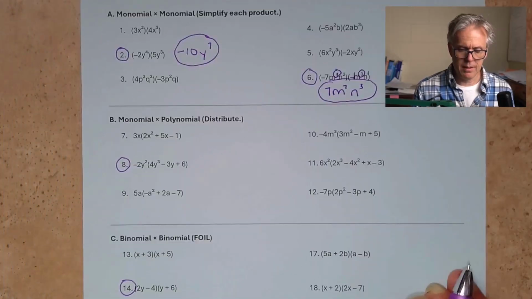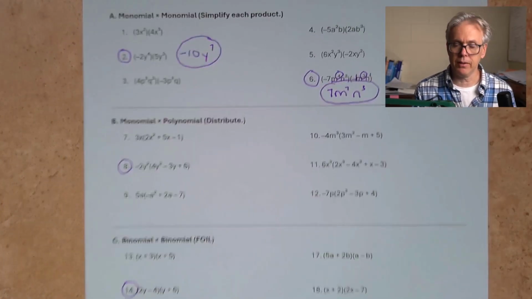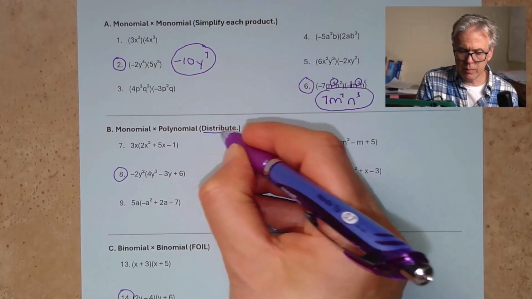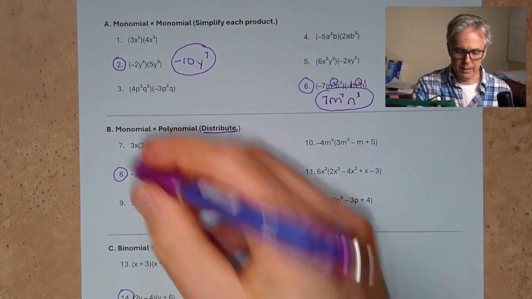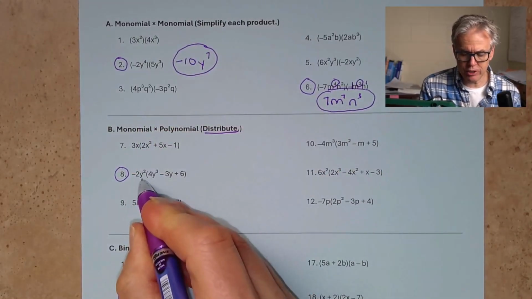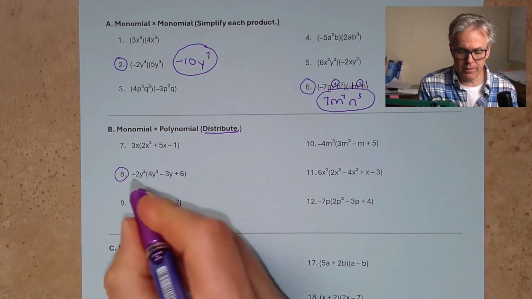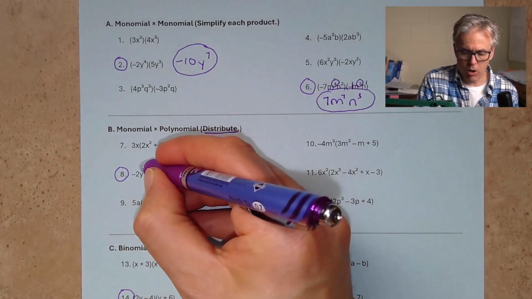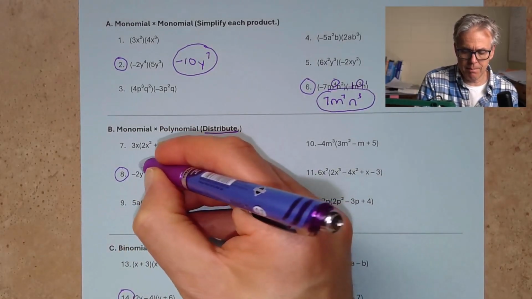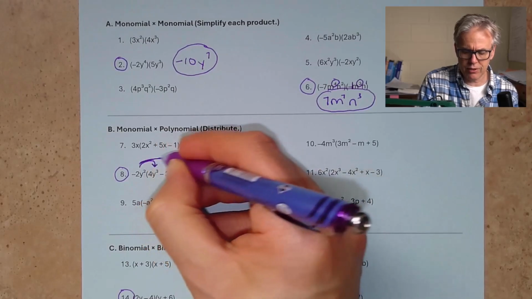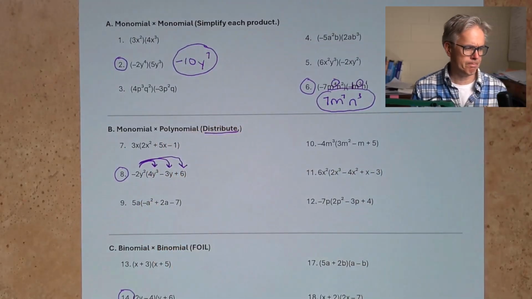Moving on. A monomial times any sort of polynomial. And this is using that distributive property that we've had before. Except now we have a chance of having a term with a variable here, the monomial. And all we do is we take that term and multiply it or distribute it to each term in the polynomial.